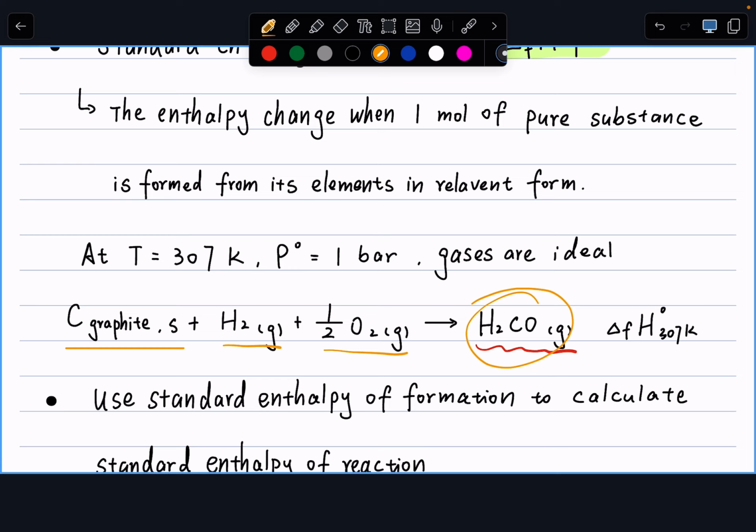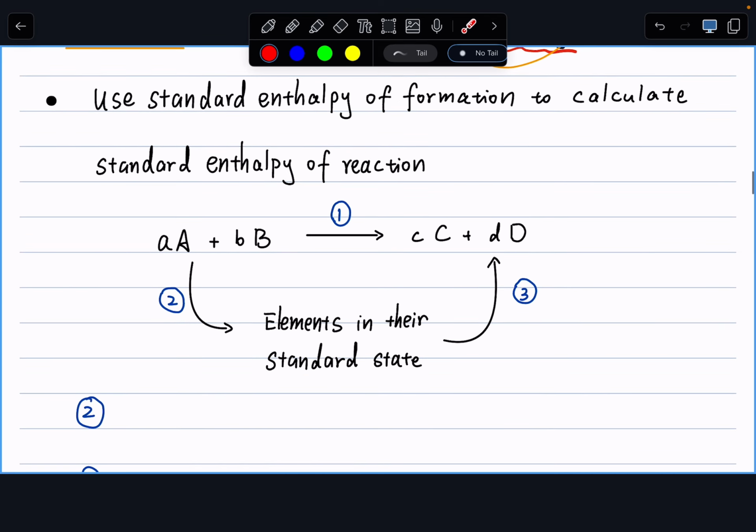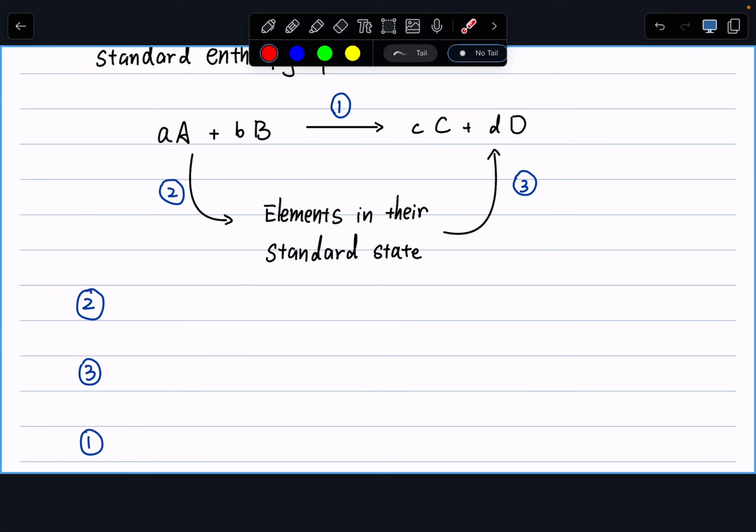When we're talking about using the thermodynamics table, what are we saying? Using the standard enthalpy of formation, we can quickly calculate the standard enthalpy of a reaction. Again, remember our change of enthalpy is always a state function, so it doesn't matter how we go from my reactant to product. In this case, what we want is the enthalpy change going from AA and BB to CC and DD. But what we can do is break down your reactants A and B into their elements, and your products C and D into their elements.